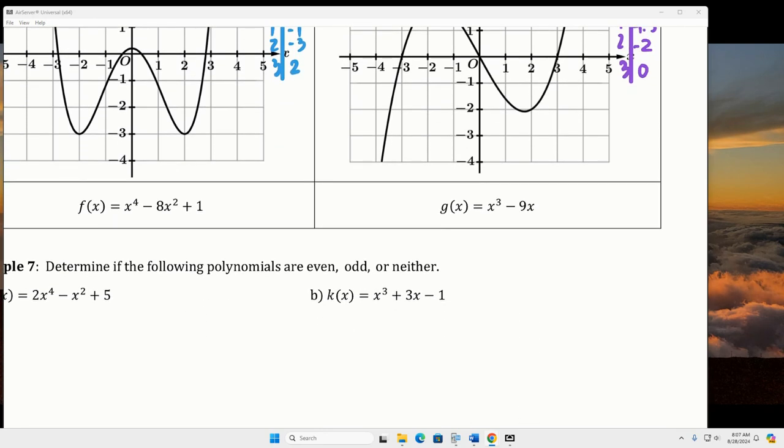All right, and then for the algebraic form, there should only be odd powers. It cannot have a constant. If it has a constant, it messes it up because the constant is an even power.